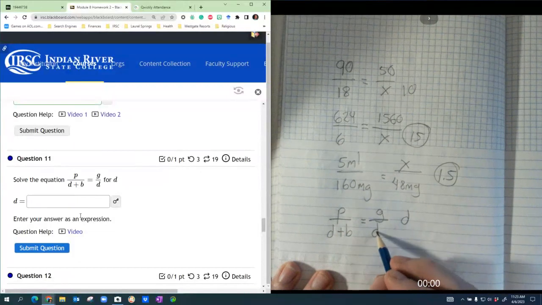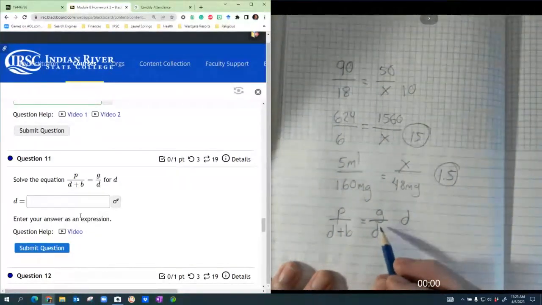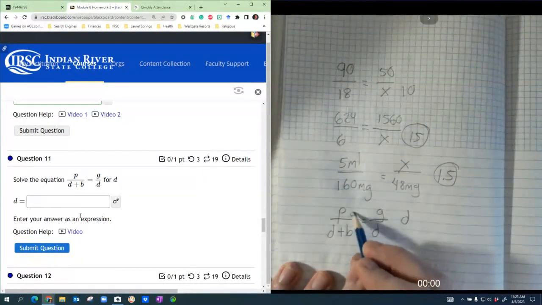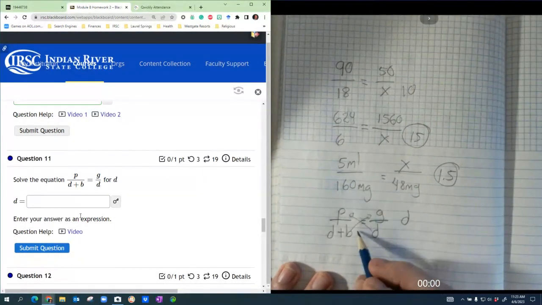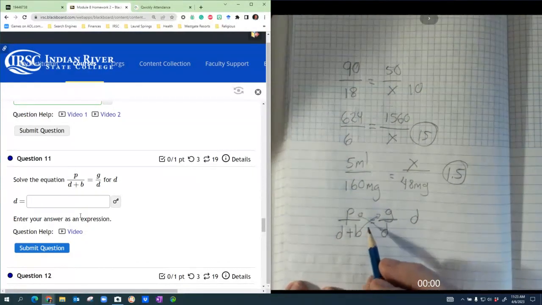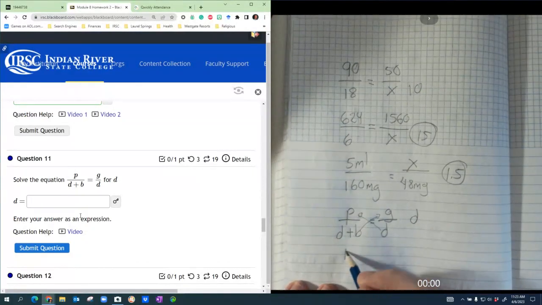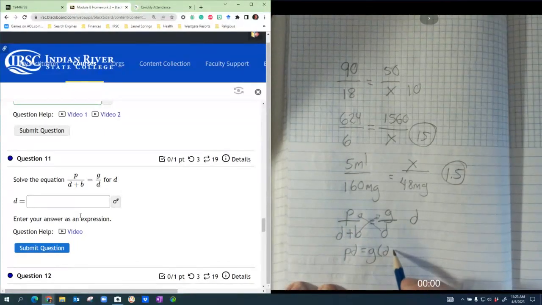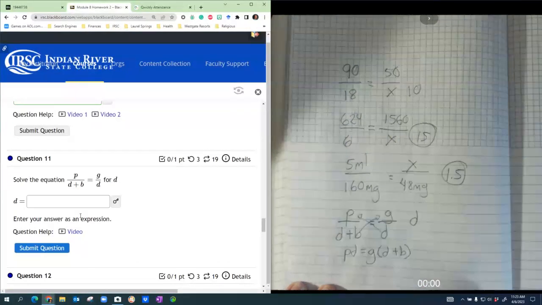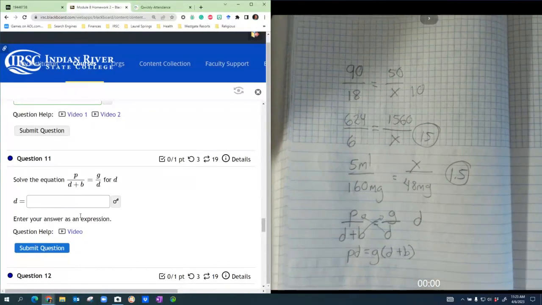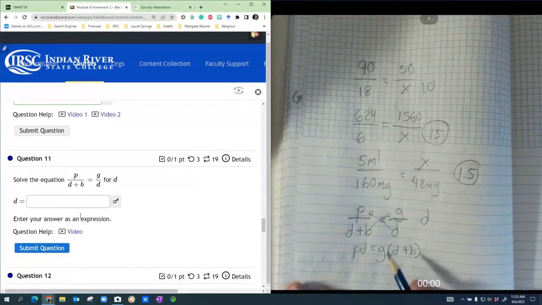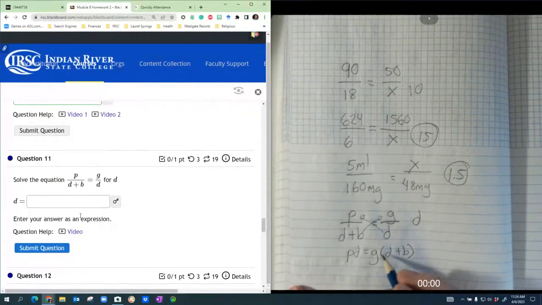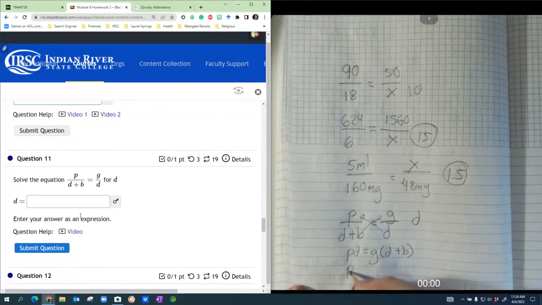I'm going to actually cross multiply. That's what I'm going to do first. I'm going to cross multiply these things together. Watch this. Some of you like the arrows that I put. So it's going to be PD equals G times D plus B. That's the first step I need to do, because I've got to get these D's together somehow, and they're in the denominator. That's a pain when they're in the denominator like that. So I need to do the distributive property. So I'm going to get this.